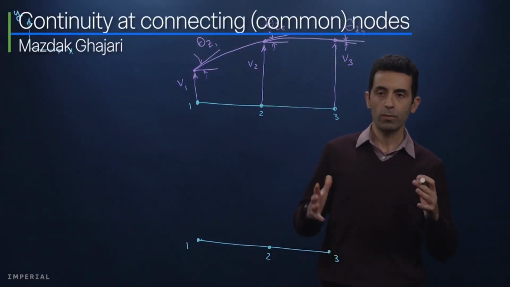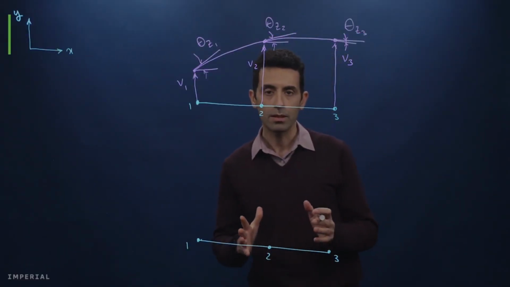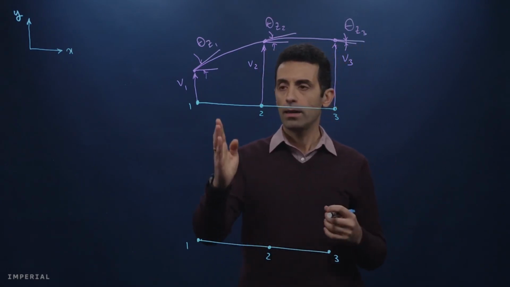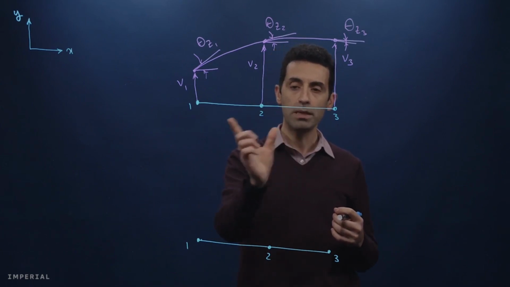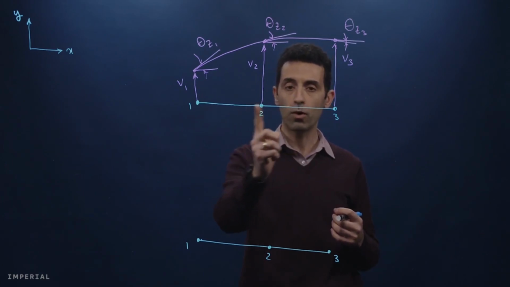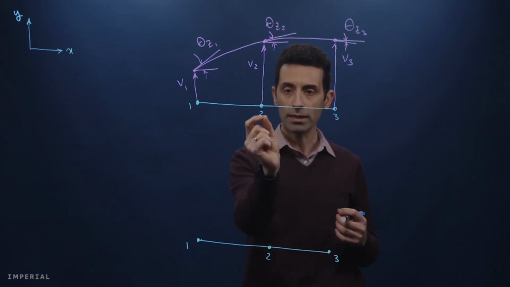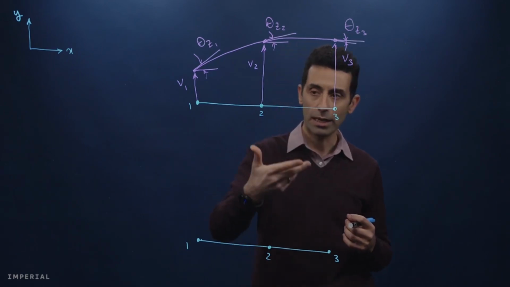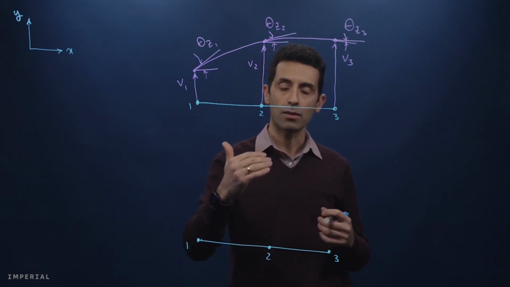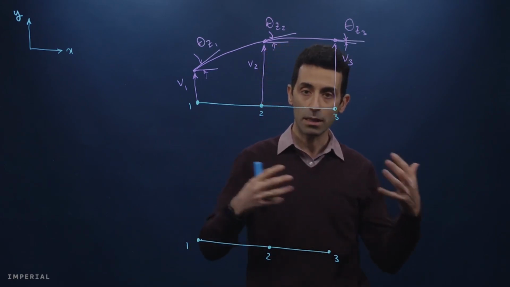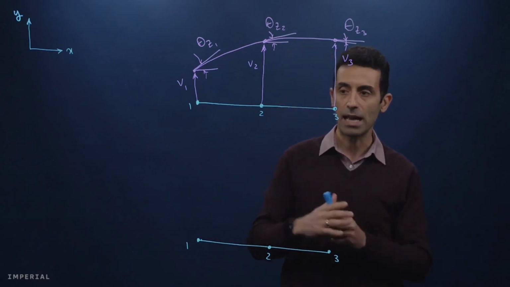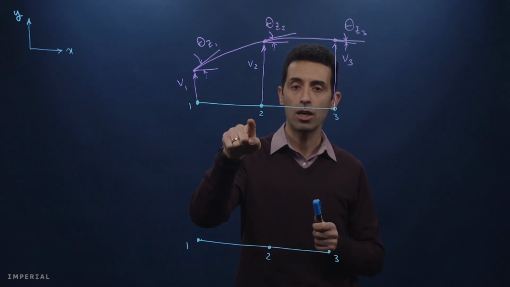Okay, there is an important concept we need to consider when we are looking at structures made of elements. Here I have a structure made of 2 beam elements, number 1 and number 2. They are connected at node number 2. We call it a common node or connecting node. But what is important is that when we are using interpolation functions, we should make sure that we are respecting connectivity at these connecting nodes or common nodes.